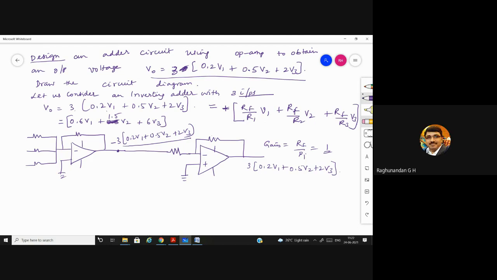See, there they have given input voltage. Individual input voltage they have given, but here you don't know what the voltages V1, V2, V3 are. There we were knowing V1, V2, V3. Here directly they are giving you the output voltage. There they gave you input voltage and asked you for output voltage. But here they are giving the output voltage and they are asking you to find out the resistor values.